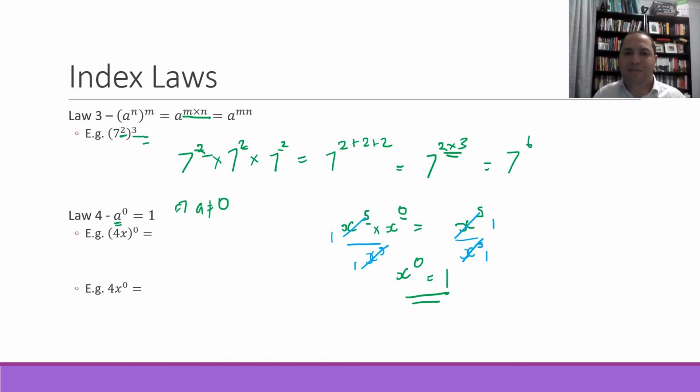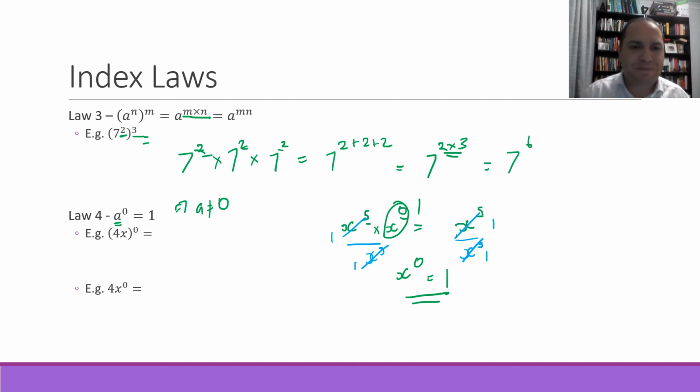And that makes sense. If we have x to the 5 times x to the 0 equaling x to the 5, if we get the same number, then this number just has to be 1. x to the 5 times 1 also gives us x to the 5. So there's a little reason for why that's the case.